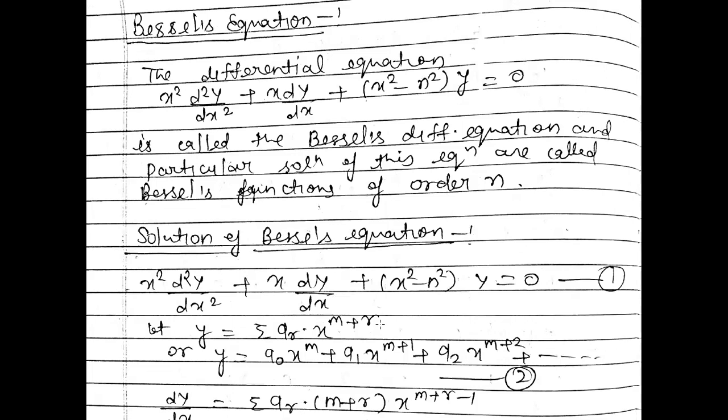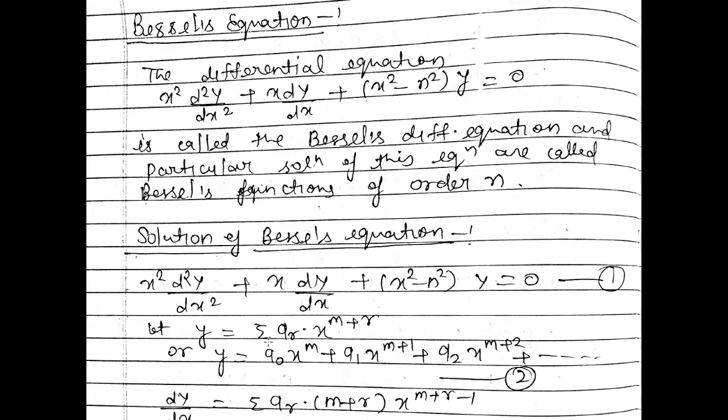We will consider a power series solution here. So we are considering y is equal to summation a_r x to the power m plus r. That means this is our power series solution. When I expand this series, y is equal to a0 x to the power m, a1 x to the power m plus 1, a2 x to the power m plus 2. That means powers are increasing, right?